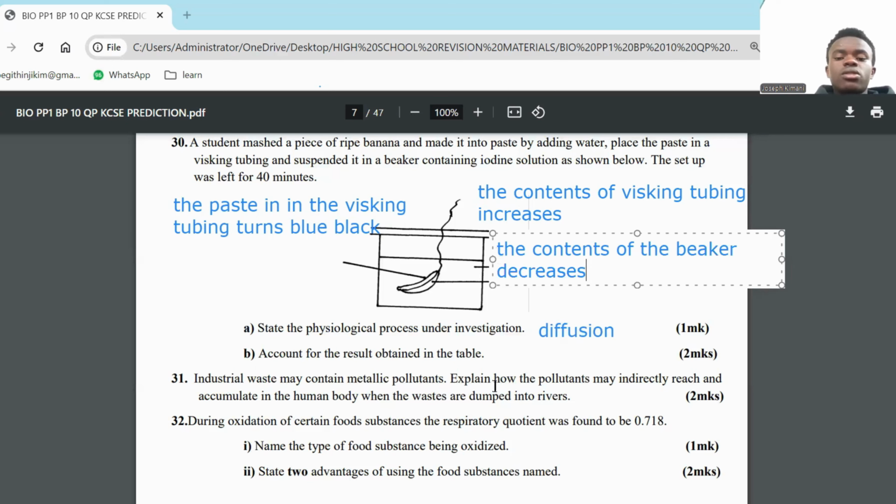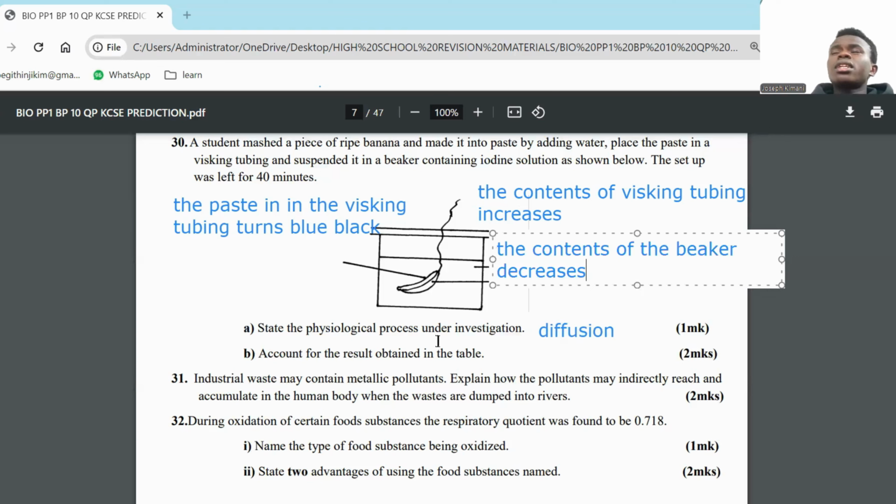Industrial waste may contain metallic pollutants. Explain how the pollutants may indirectly reach and accumulate in the human body when the waste is dumped into rivers. So the first point is how it may reach the human body. Remember, it's dumped into the rivers. Some plants will take up the metallic pollutants. For example, let's say it's a plant next to a river, maybe even guava plants, they grow next to the rivers. And now the children will come and take the guavas. So the guavas will be containing some of the metallic pollutants. That's one way you can indirectly take them.